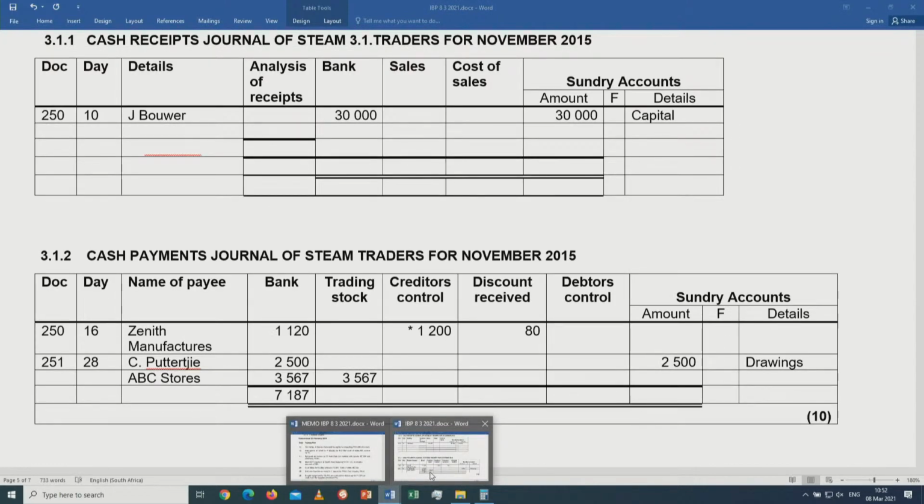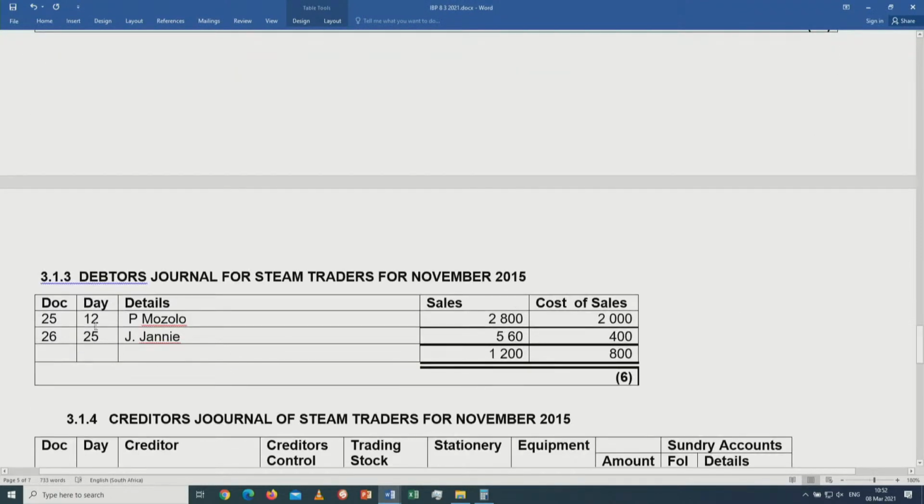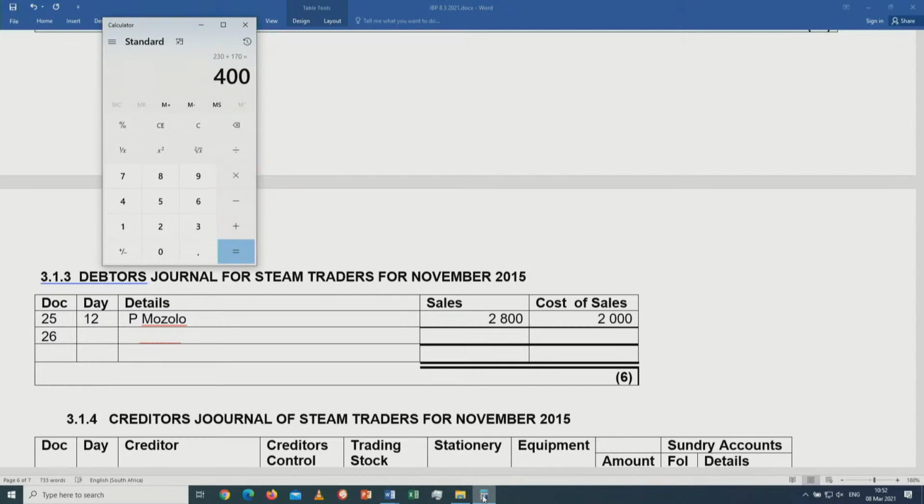So it goes to debtors journal. Let's go to our debtors journal. Where is our debtors journal? Here is our debtors journal. But before we get to the debtors journal, we need to calculate our markup, our cost of sales. So P. Mozolo sales is 2,800. Let's calculate our cost of sales. Our markup in this case is 40%. So 2,800 multiply by 100, divide by 140, it gives you 2,000. So your cost of sales in this case is 2,000.